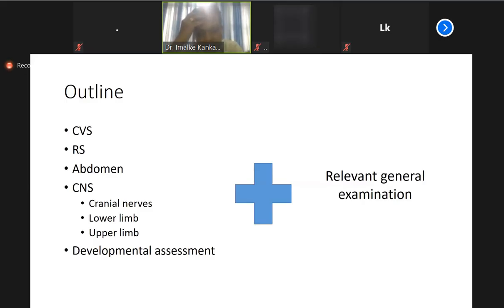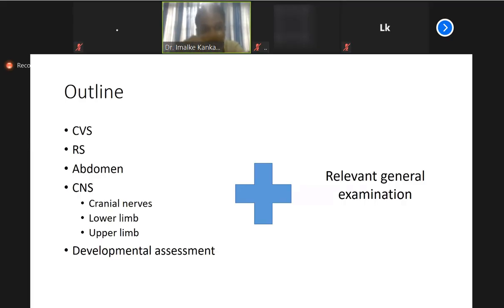Then the developmental assessment. I did not put a miscellaneous case, but sometimes we might give skin rashes. We are not that keen on giving skin rashes because it's a bit of a spot diagnosis, OSCE-based thing. There's hardly anything for you to do examination technique-wise in skin rashes. So we will be mainly focusing on CVS, abdomen, and CNS.